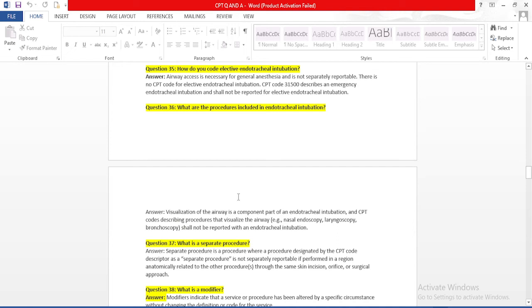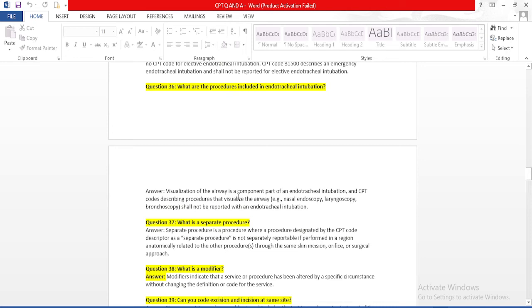Next one, how do you code elective endotracheal intubation? Answer, airway access is necessary for general anesthesia and is not separately reportable. There is no CPT code for elective endotracheal intubation. CPT code 31500 describes an emergency endotracheal intubation and shall not be reported for elective endotracheal intubation. So basically, endotracheal intubation is included in the general anesthesia, and we do not need to code it separately. If the patient has emergency endotracheal intubation, we need to use the 31500 code.